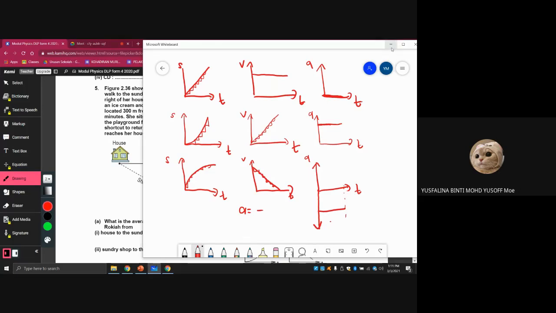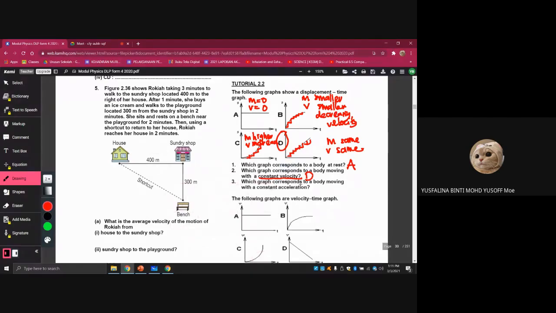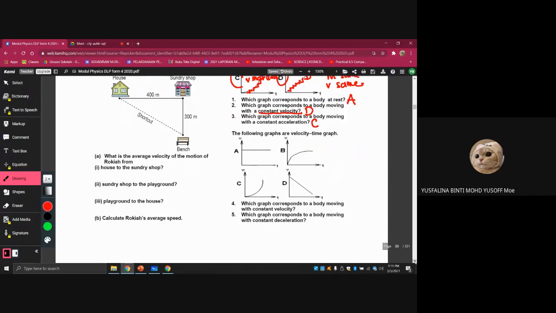So can you answer this question for number 3? Which type of graph? A, B, C, or D? Yes, very good. So the answer should be C. So we put here C. All right, so we go to the next question.